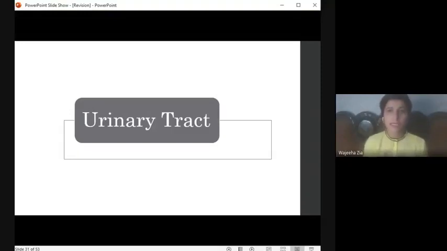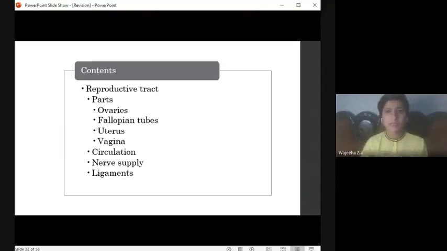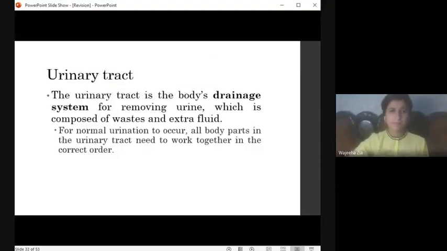First I went through gynecology in abstract terms, then I covered the reproductive system of the female. Now the urinary tract. The urinary tract is a system which helps in the drainage of extra fluid from the body. It is a drainage system.